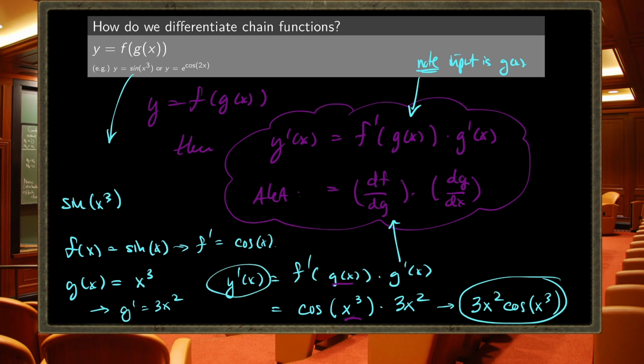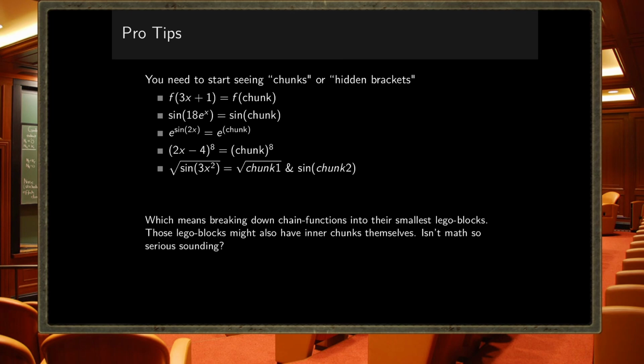Now we're going to do a couple more examples here, but I wanted to just finish this one real quick. But before we do that, a few pro tips, which is you need to start seeing these functions with chunks or hidden brackets or outer and inner functions, which is usually how I describe it in pre-calc. So 3x plus 1, that's a chunk, that's a linear function that's being fed as an input to f. Here, sine of 18e to the x, you see these brackets, it's treating this as a blob. This is one input.